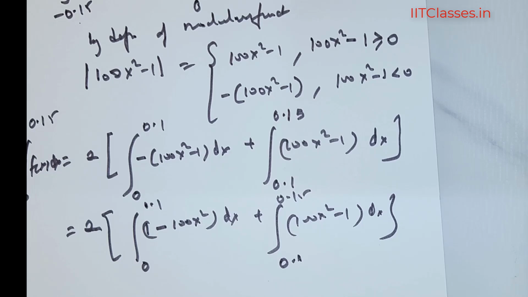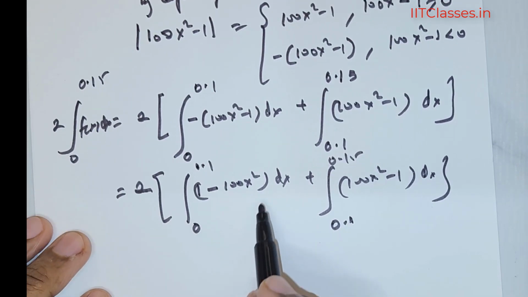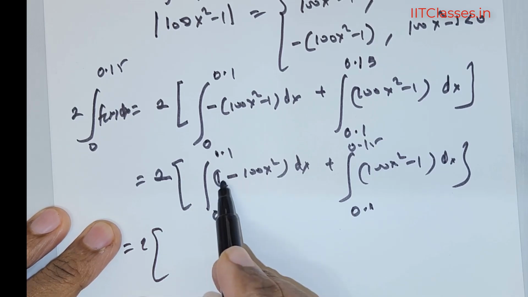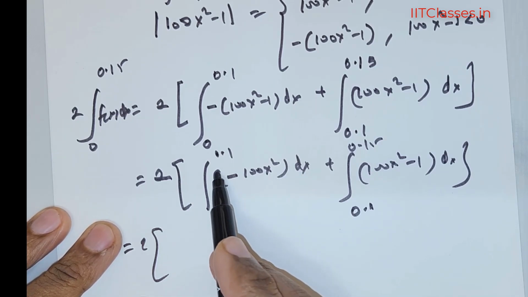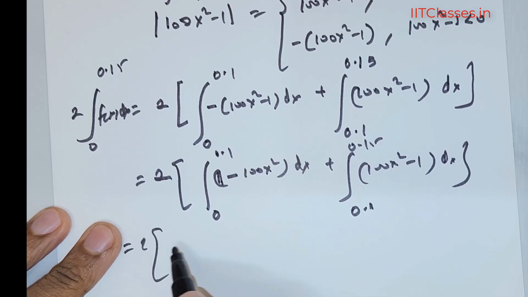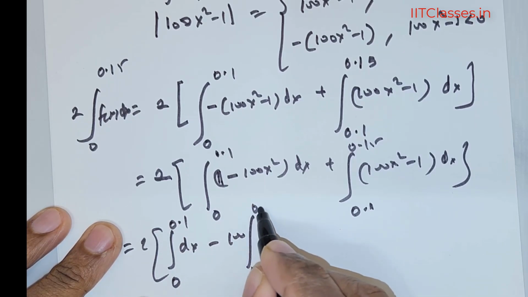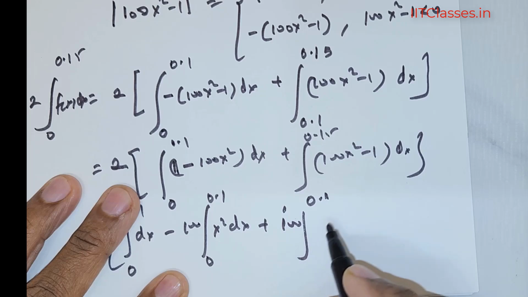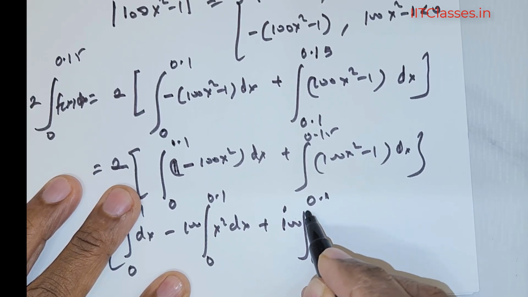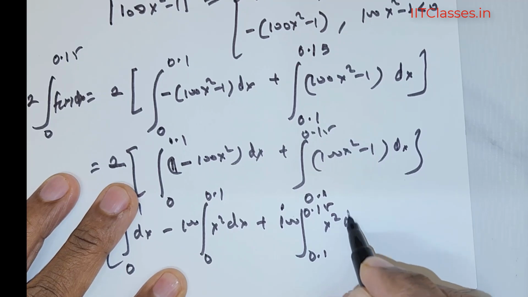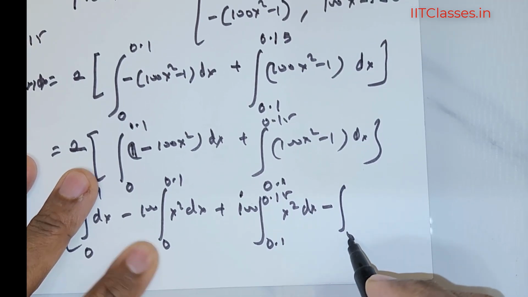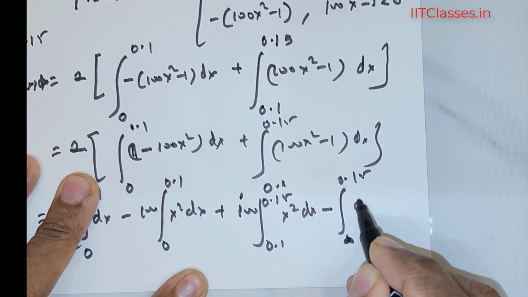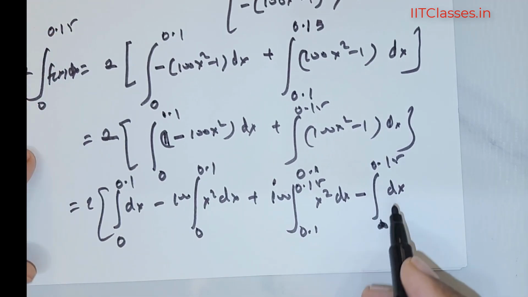So this can be integrated. Let me start with the integral of 1, and in fact let me write that step down. It's going to be the integral from 0 to 0.1 of 1 times dx, which is dx, minus 100 times the integral from 0 to 0.1 of x squared dx, plus 100 times the integral from 0.1 to 0.15 of x squared dx, minus the integral from 0.1 to 0.15 of dx, because the negative sign is taken out.